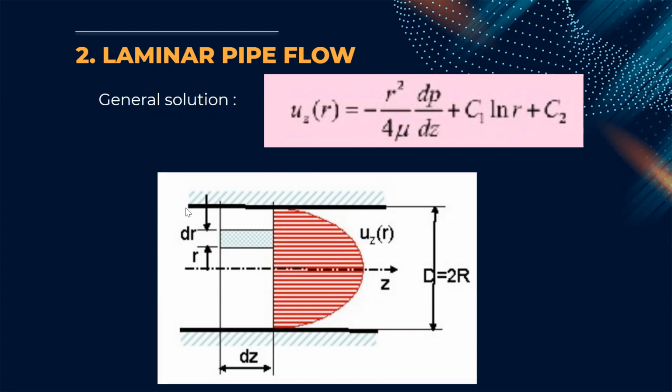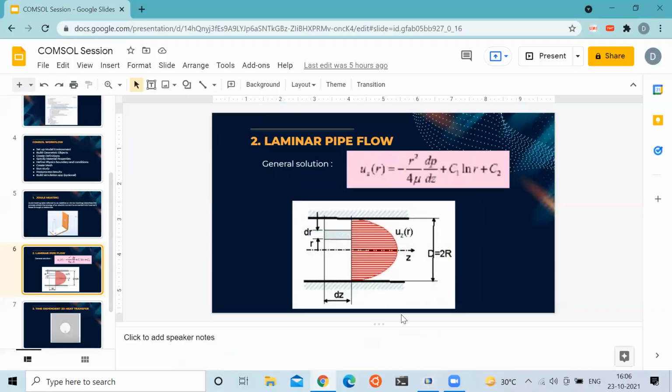So the first boundary condition will be provided at r is equal to 0, and the next boundary condition will be provided at r is equal to R. That is how we will solve this velocity profile, and that is what we will define in COMSOL also, and you will get the results. Okay, so this is the problem. Now I'm going to do that.